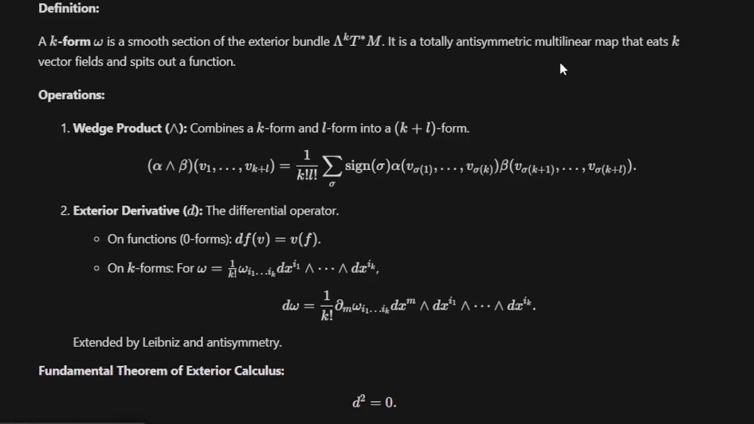We're going to construct this. So we'll say a k-form. A k-differential form is a smooth section of an exterior bundle, and it is a totally anti-symmetric multilinear map that eats k vector fields and spits out a function. We covered the multilinear map last episode, and anti-symmetry as well, for helping us describe symplectic forms. But these objects, differential forms, are born to be integrated, right?